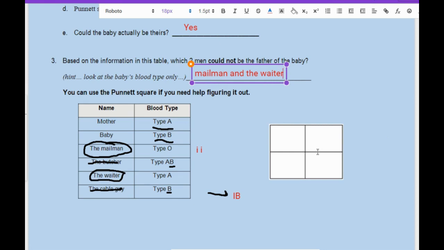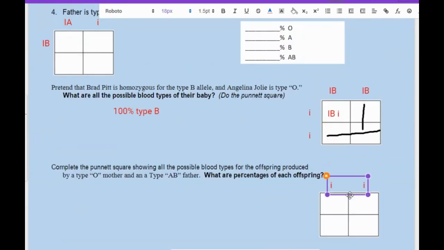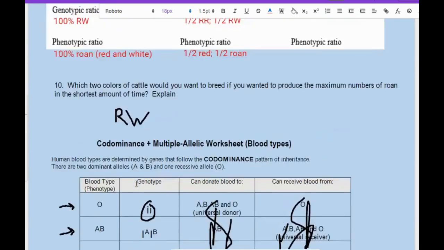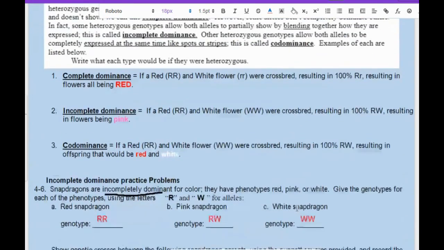All right, so make sure you do all of these. You do not have to fill in this Punnett square, but all the rest of the ones I did not do, like that one and this one. I mean, seriously, you're only doing like four Punnett squares, so it's really not that hard.